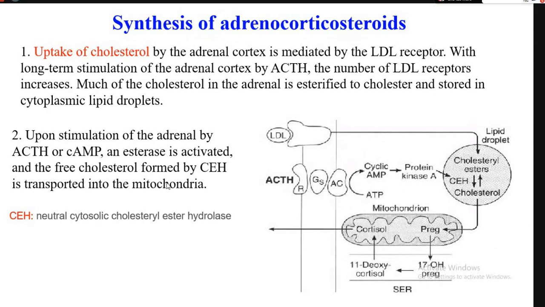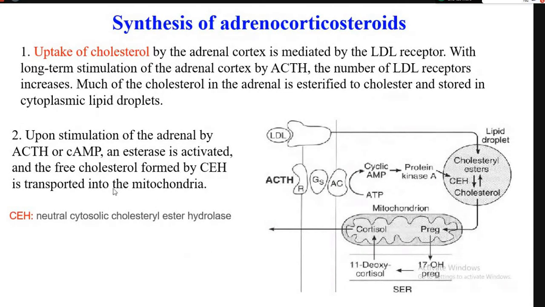Sometimes it goes to the inside and comes out again, goes inside again, coming and going. Inside the mitochondria, then coming out for another reaction, then going inside for another reaction. This type of reaction is there. Very interesting. Now I am showing you this diagram.